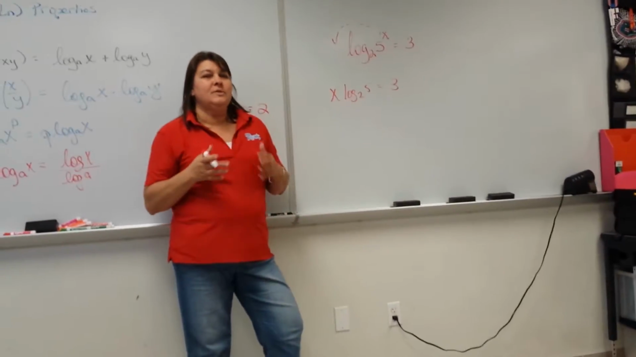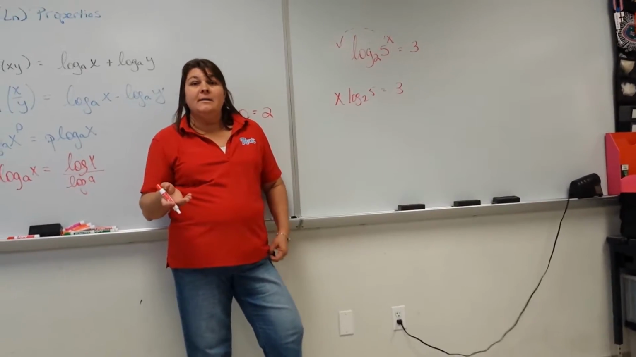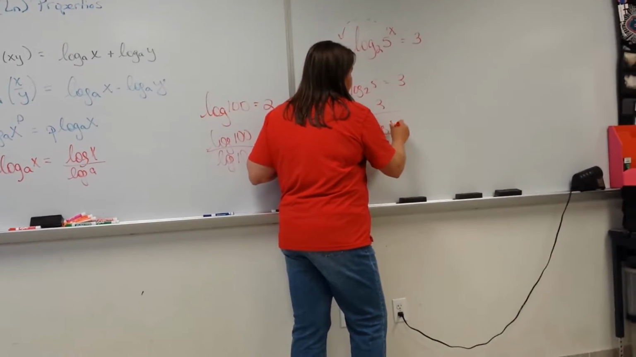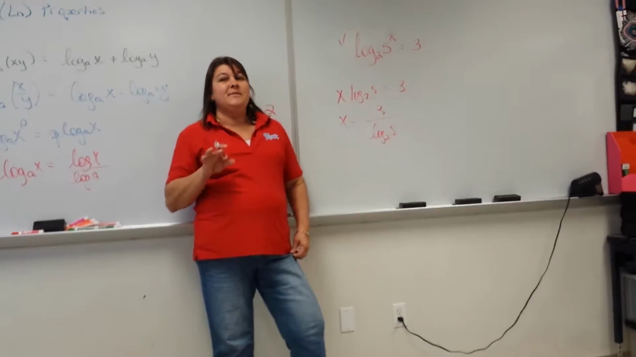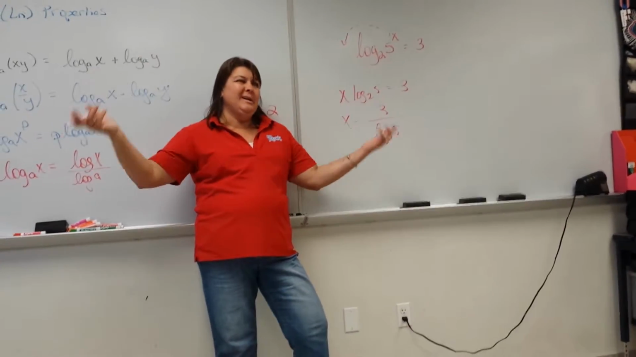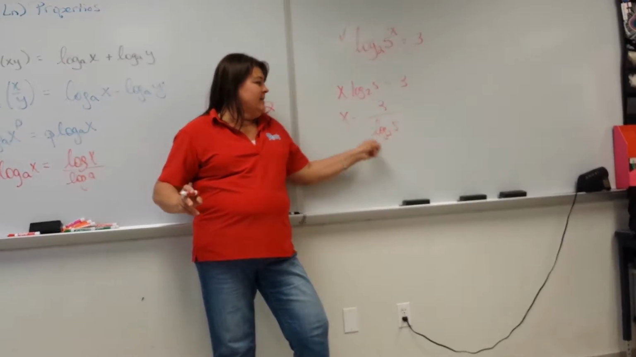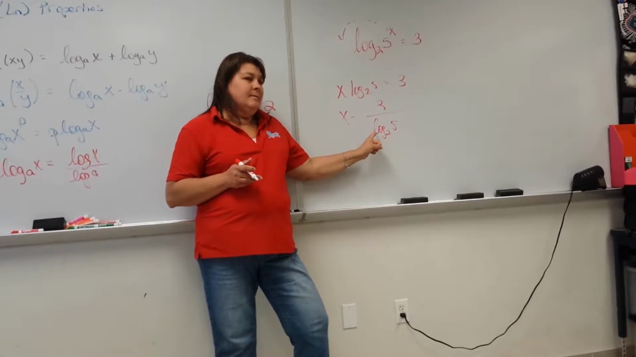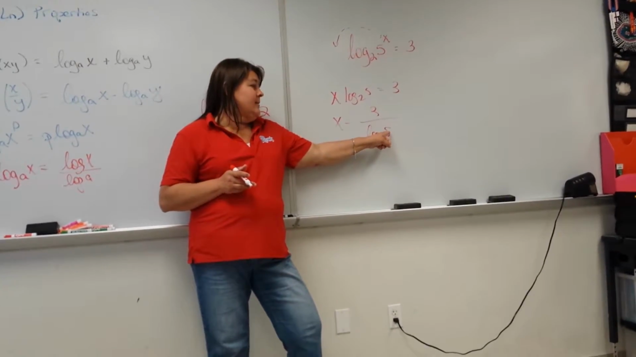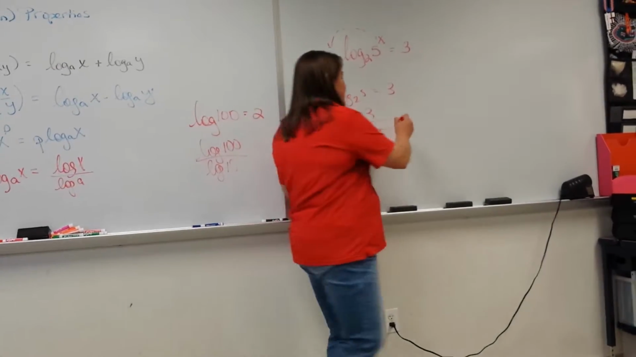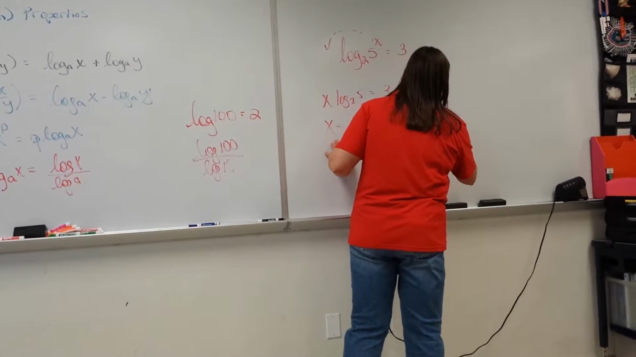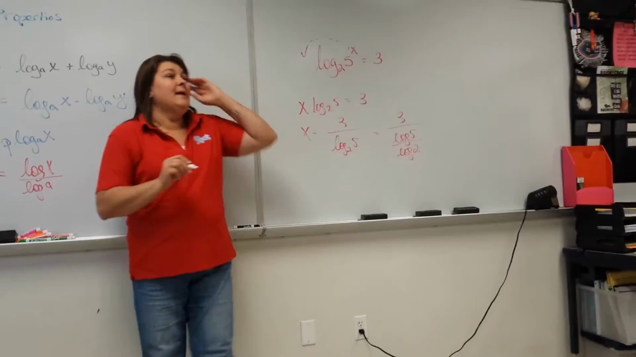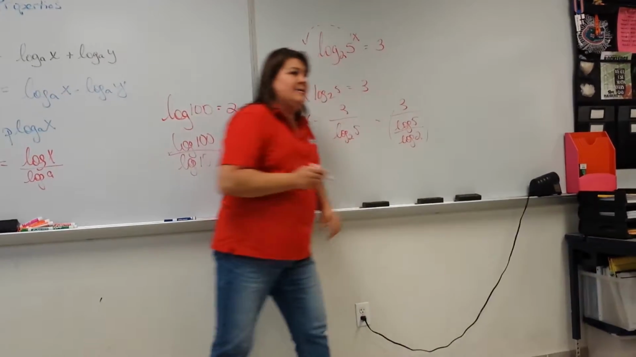Now, what naturally should we do? Divide by log base 2 of 5. So we have x is equal to 3 divided by log base 2 of 5. Well, log base 2 of 5 is not a pretty one, right? 2 to what power is 5? I don't know. So how do I rewrite this so I can actually use my calculator? The change of base: log 5 divided by log 2. So I've got 3 over log 5 divided by log 2. Does that make sense? Yeah, it's 3 divided by that stuff.